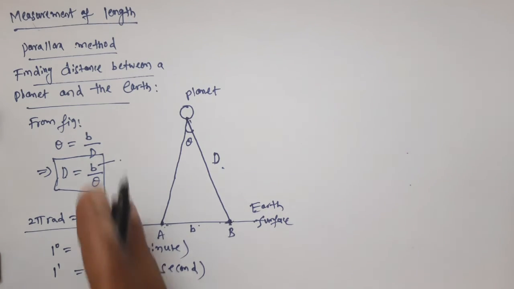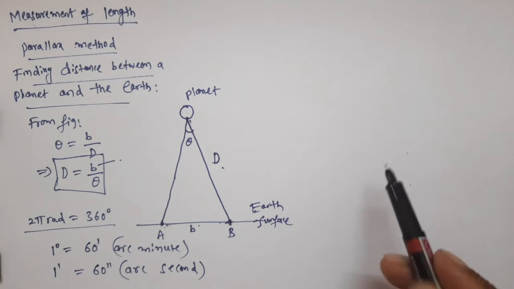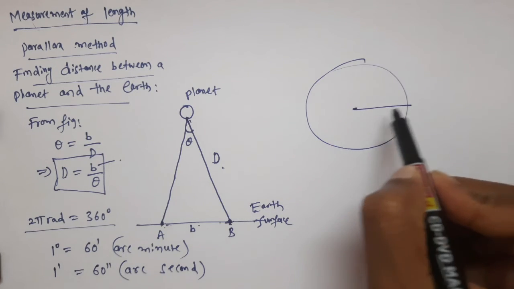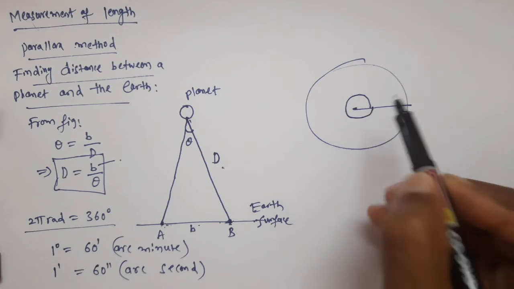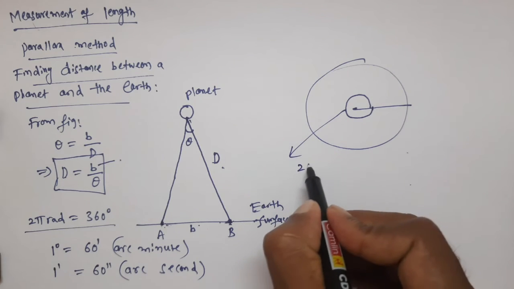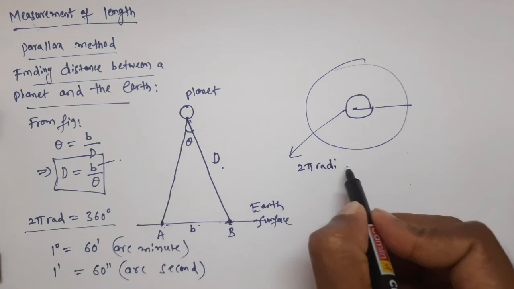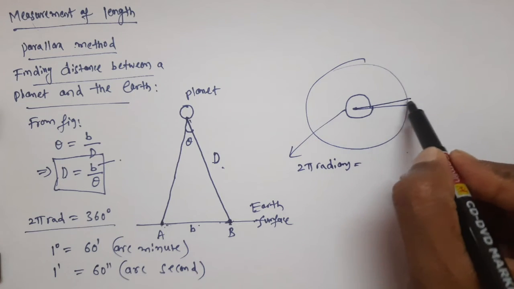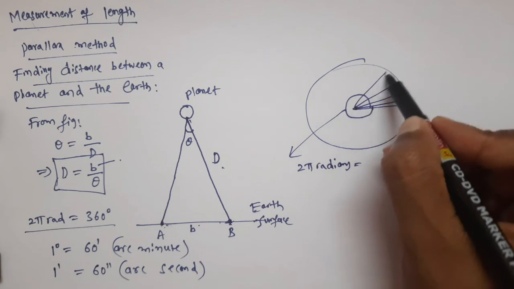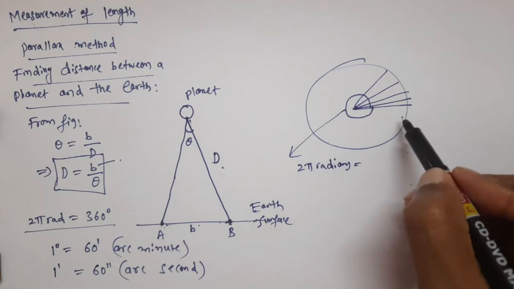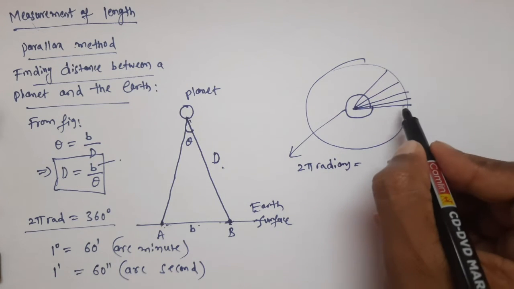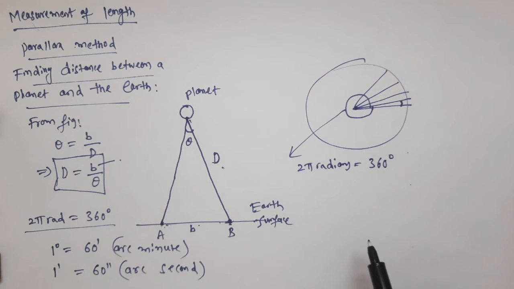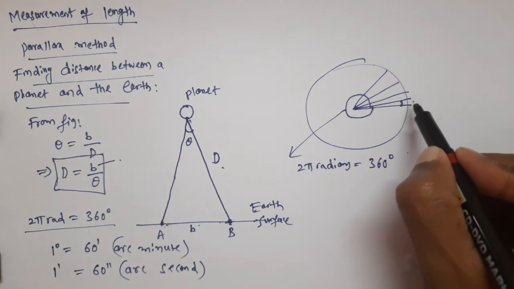Now I'll try to explain whatever I am writing here. It is a complete sphere, and this whole angle is how much, guys? 2 pi radians. And like this, how many equal parts do we make? 1, 2, 3, 4, 5, 6, and so on, 360. Then each part is called how much? 1 degree. So in total 360 degrees.